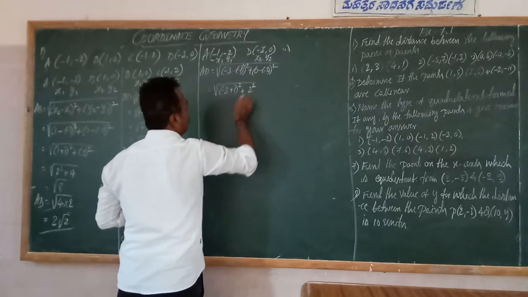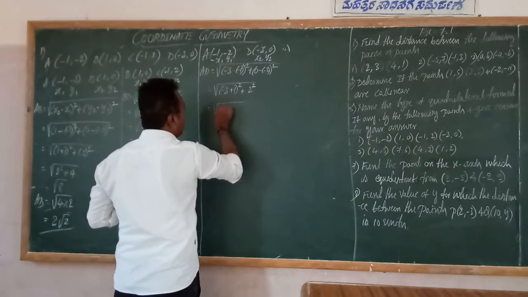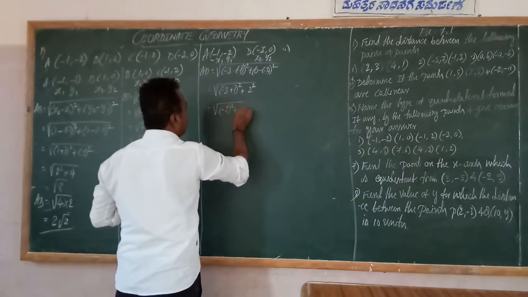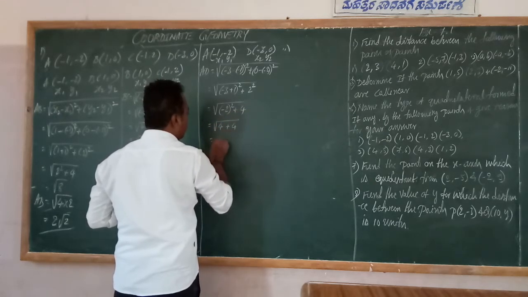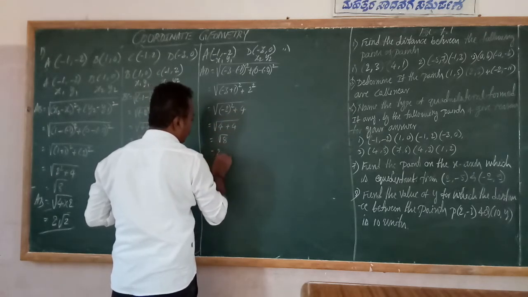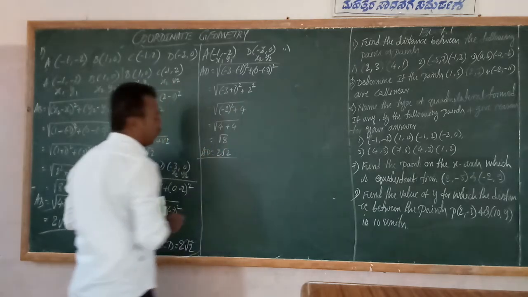So square root of (-3 plus 1) whole square plus (0 plus 2) whole square. Square root of -3 plus 1 becomes -2 whole square, plus 2 square is 4. Therefore, -2 whole square means plus 4, plus 4 becomes √8. √8 becomes 2√2. This is the length of AD.